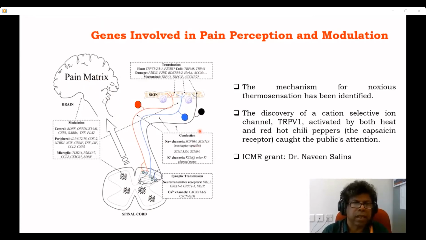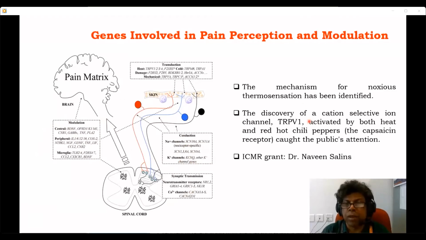For example, in the conduction through sodium or potassium channels, specific pain genes will be activated. Similarly, in the case of synaptic transmission in the spinal cord, and once it goes to the pain matrix in the brain, there are a lot of pain modulating genes in the brain, which act either centrally or peripherally or in the microglia, etc. Some of the well studied ones are BDNF, interleukins, NGF, GDNF, and KCNQ. These are the very well studied genes. These are ion channel genes.